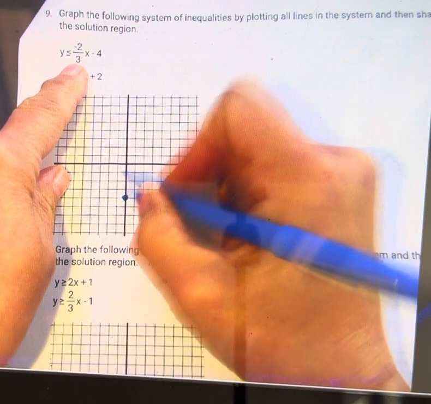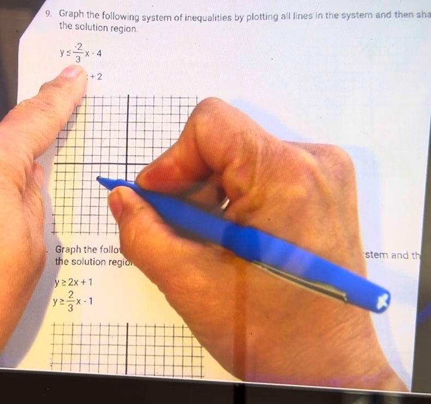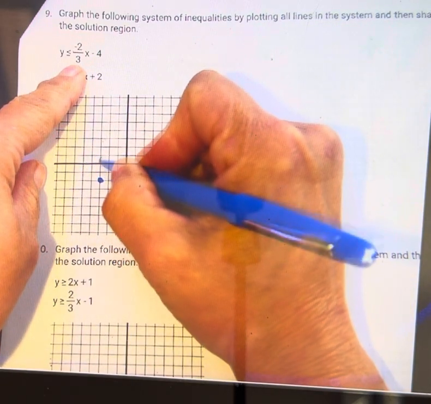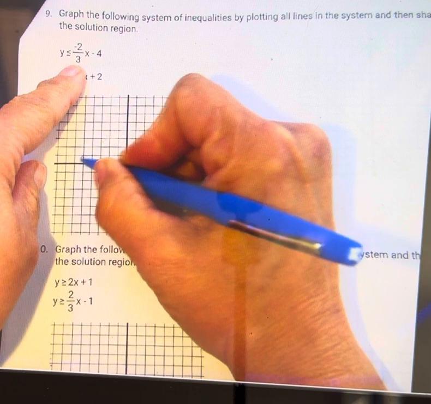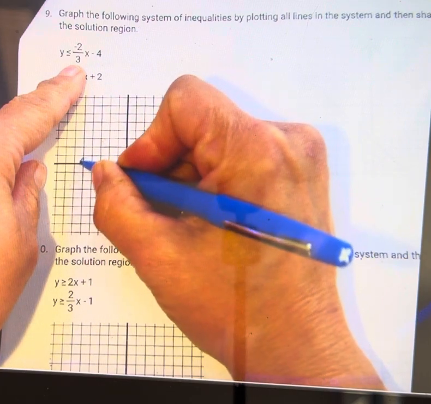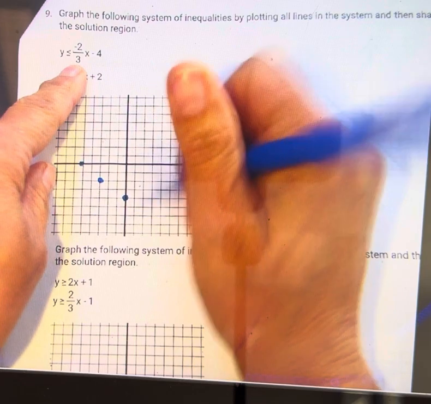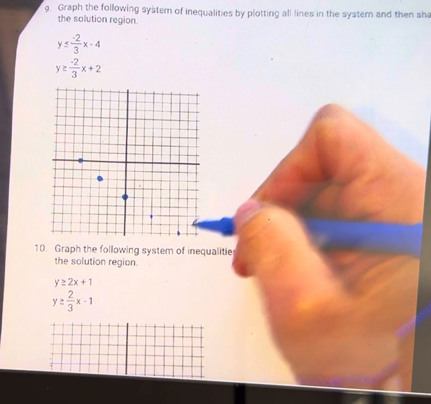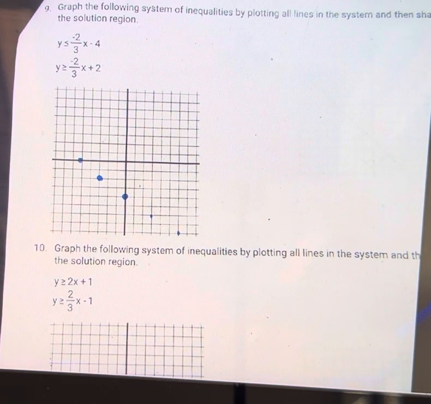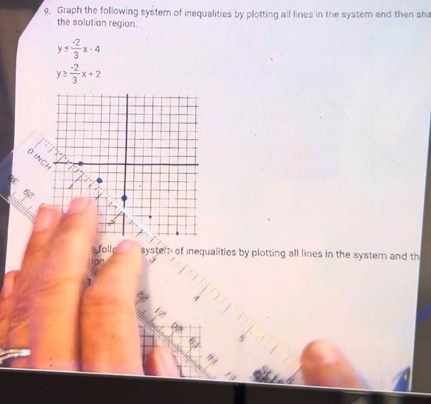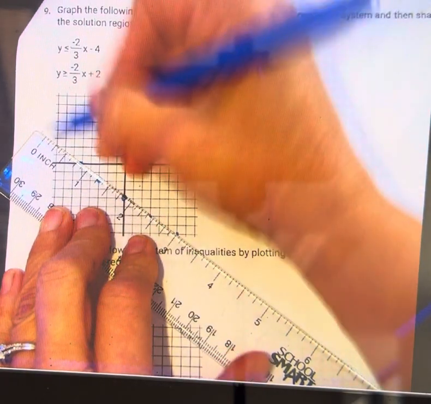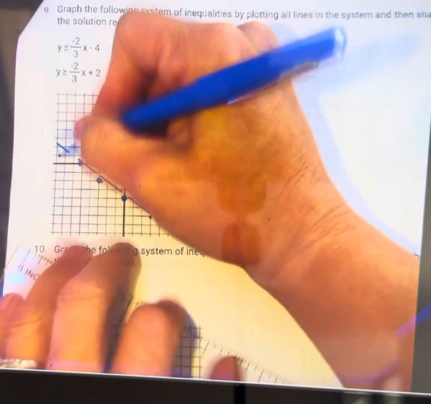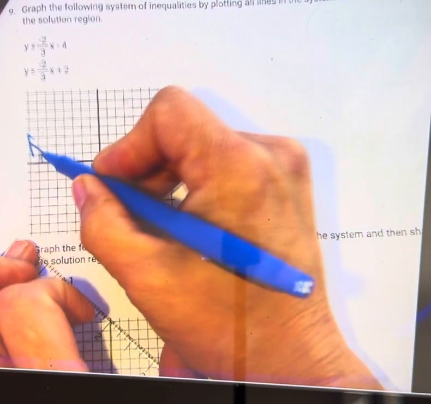So I'm going to use the slope. So I'm going to go up 2 and over 3 to the left because it's negative. And up 2 over 1, 2, 3. So, and get more math, you have to plot the y-intercept, and then you can plot any other point, it doesn't matter. And they are solid. And I missed a little bit, that's okay. And it says less than, so I'm going to shade below.